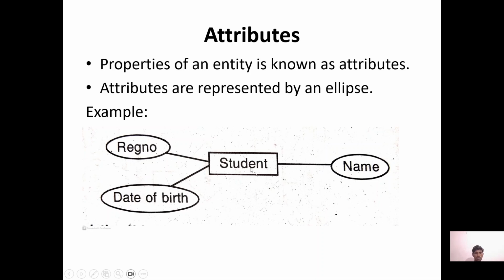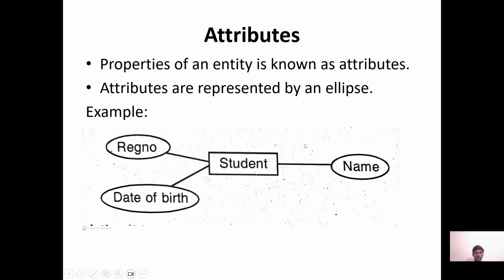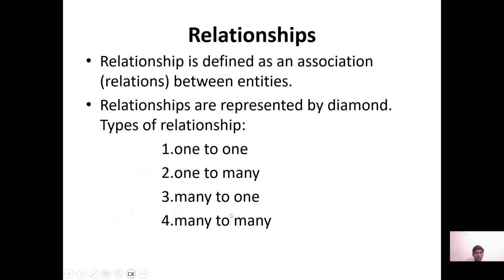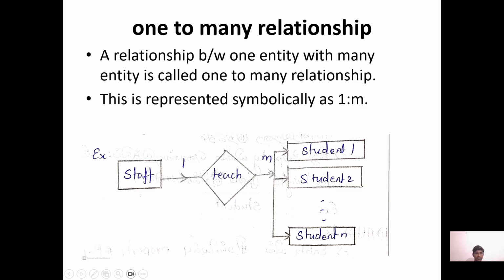Here the entity is student. The student's attributes are register number, date of birth and name. Next is the relationship, which is defined as an association between entities. From one entity to another, the relationships can be one to one, one to many, many to one and many to many. Here, the student entity and register number can have a one to one relationship. Here, staff and student is a one to many relationship: one staff may have different students in the teaching process, so the relationship here is teaching.